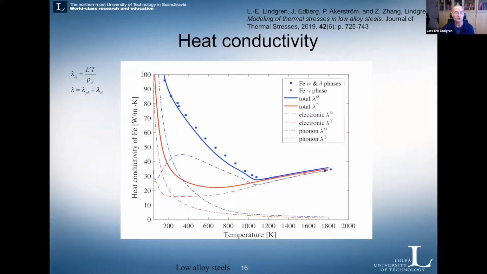That one is also used to compute the heat conductivity due to the electron part related to the electric resistance, and then you add in the phonon part. And the phonon part is quite important for steels. Normally we say the electron part is the most important for metals and alloys, but the phonon part is quite an essential part for steel and iron.